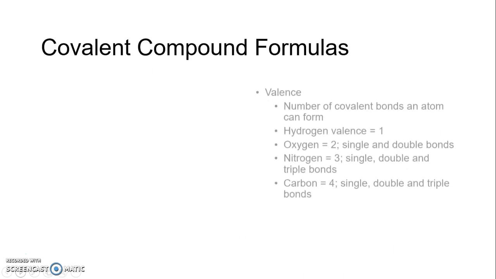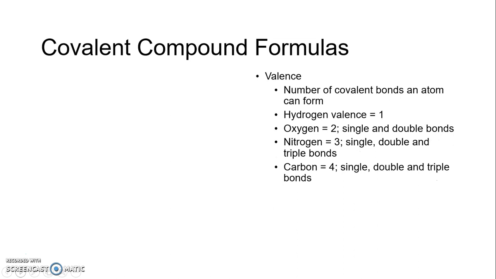Let's take a look at some compound formulas. Now, the number of covalent bonds in an atom are determined by the number of valence electrons. For example, hydrogen has 1 valence electron, and so you can only have a single bond. That's it, just a single bond.